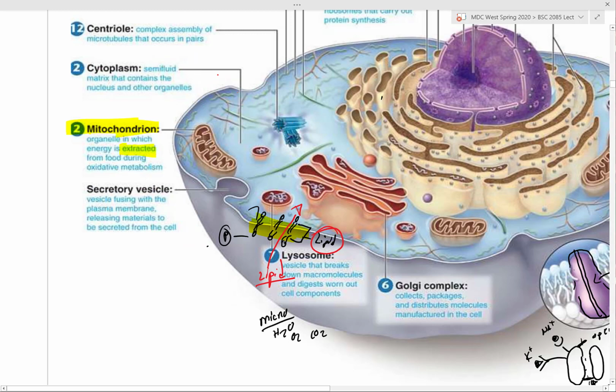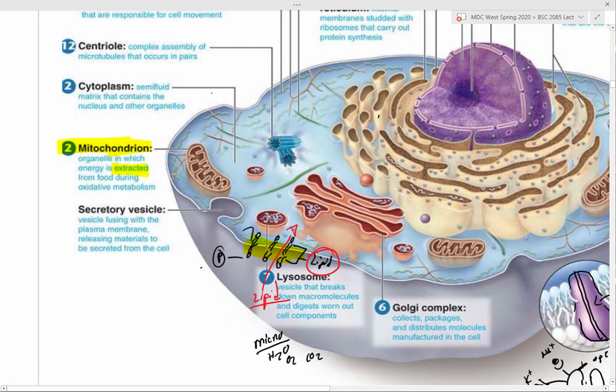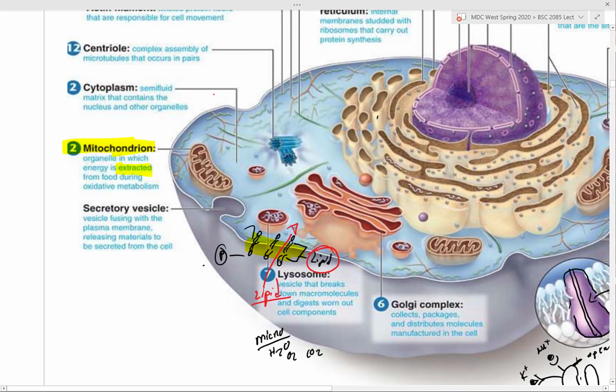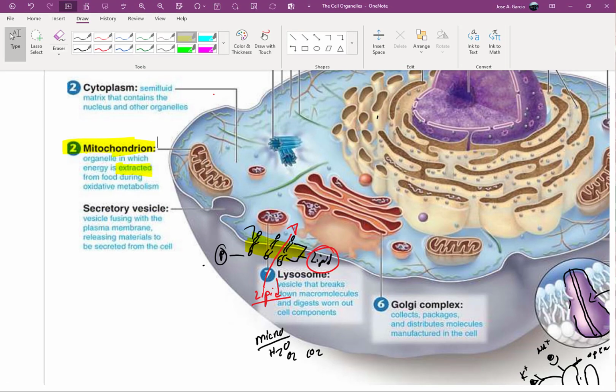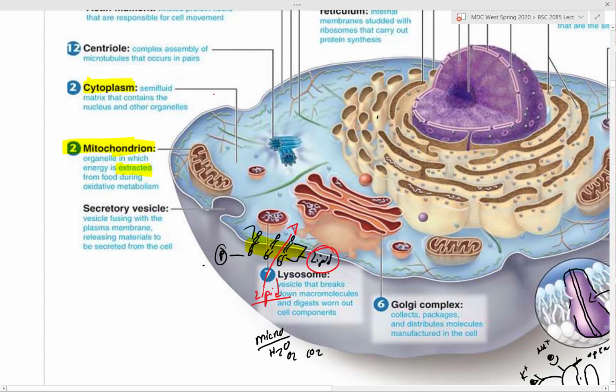So that's number 2. The next one that we're going to talk about here is your cytoplasm. I think that's number 12, but I don't know. Anyway, so cytoplasm. It says a semi-fluid matrix. Means it's not purely water, but it's a watery, gelatinous kind of conformation. So the cytoplasm contains in there what? Your nucleus and all the rest of the organelles. So cytoplasm is the inside of a cell.